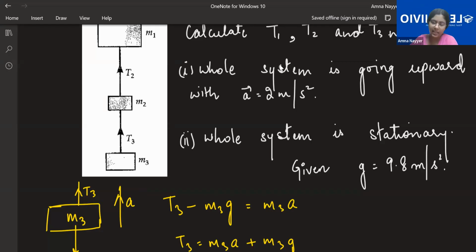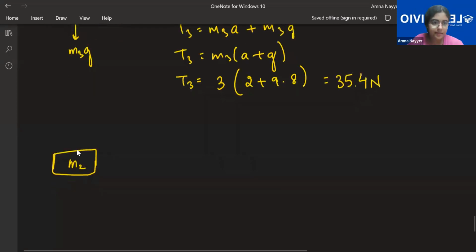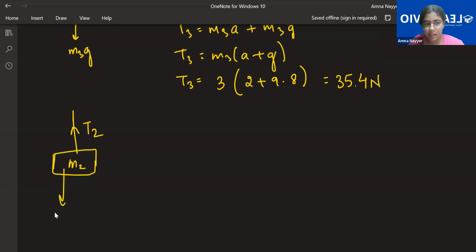Just tell me the free body diagram. I'll help you with it. There's just one catch in this question, and you all will be able to do the rest of the questions like this. Tell me what all forces are acting. T2 will be upwards, and T3 will be downwards. Anything else? M3 is also there, I think. No, I think we'll just take T3.